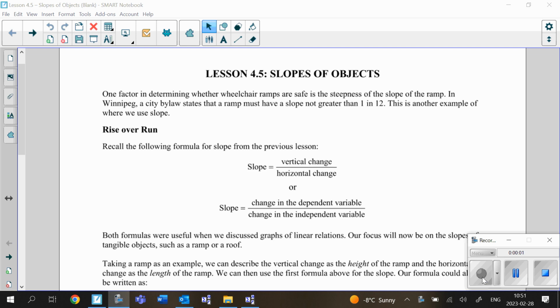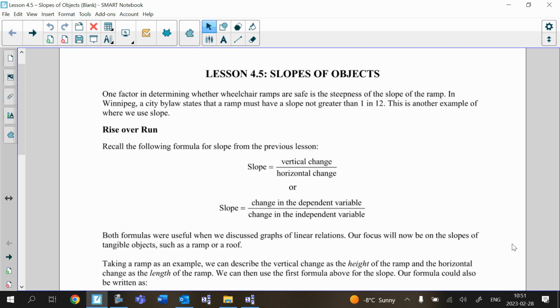Slope actually has a ton of uses. We've already described slope as a rate of change. So if we want to find the rate at which something changes, we can also find the slopes of objects. And when we find the slopes of objects, that's just a measure of how steep they are.